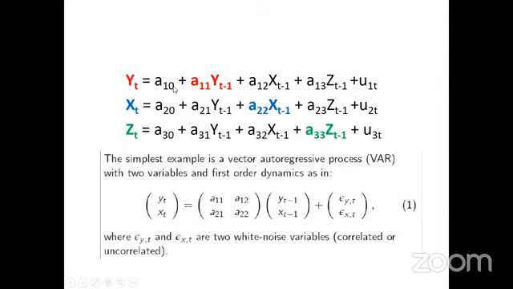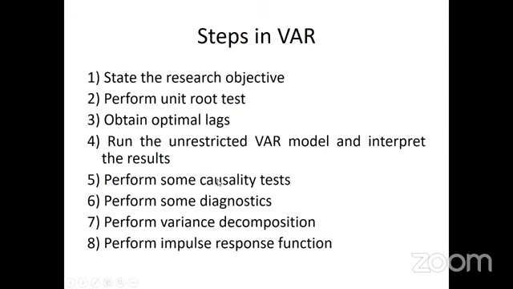Those who are not coming from a mathematics background, no need to worry, right? Basically, this is a matrix system which they have developed, in which there is a matrix running. So suppose there are three variables. We will list down yt minus 1, xt minus 1, and the coefficients are taken, and this is an error term. State your research objective very clearly, perform unit root test, obtain optimal lags, run unrestricted VAR model, perform some causality test, perform some diagnostics, variance decomposition, and impulse response function.